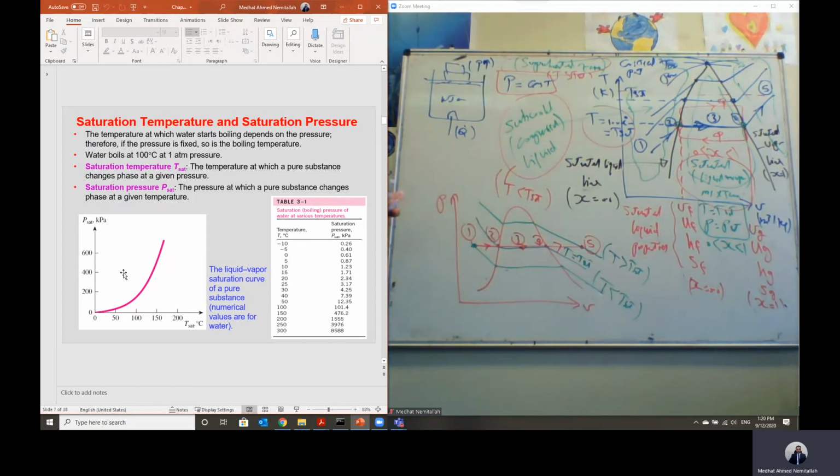Be careful, guys, about the representation on the PV and TV diagrams, because inshallah, in any problem, you will be asked to represent the process on the PV diagram and also on the TV diagram.